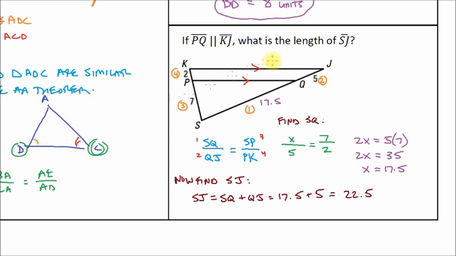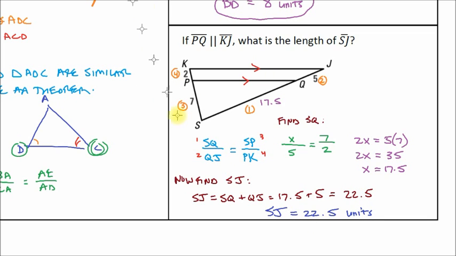So now we found our missing length. When you read these, be careful, because in this case they want to know the whole side length. We had to find the smaller one first, and then add it to QJ, and that's going to give us the whole of SJ. So our final answer is SJ equals 22.5. And again, it looks like they didn't give us a unit of measure, so we're just going to write units. And there is our final answer.